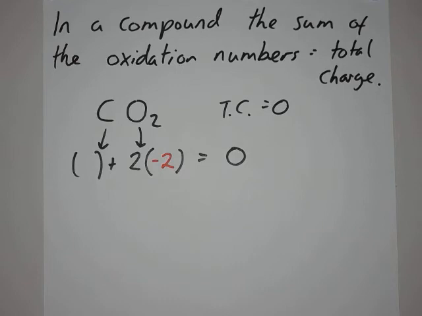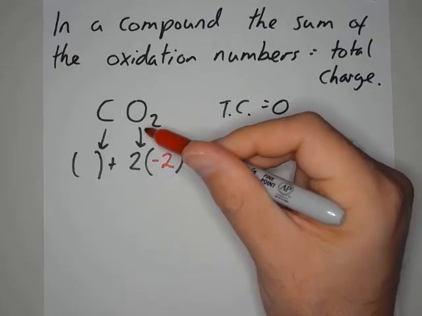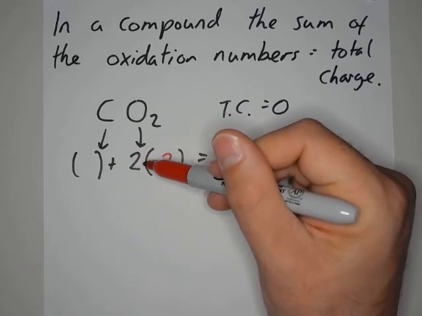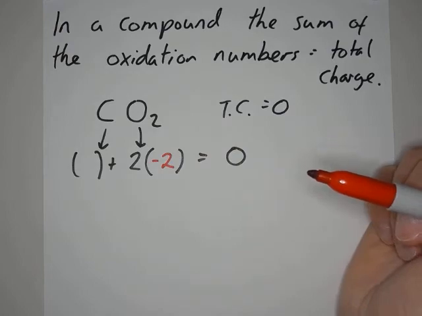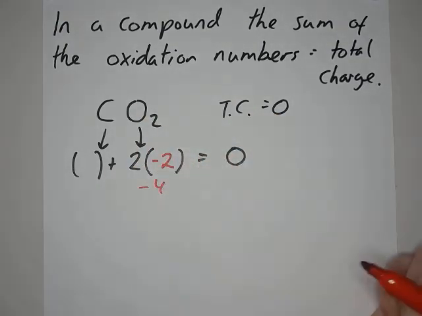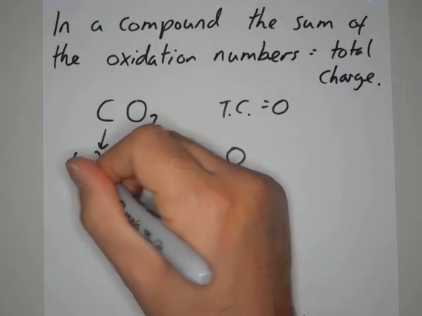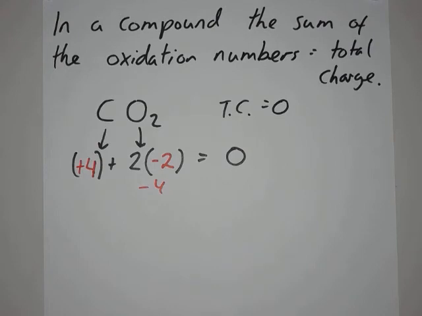Notice here I'm saying oxygen's oxidation number is -2, not -4, because there's 2 of them. That'll come to a total of -4. But each oxidation number is what each atom is individually. It's -2. So something plus a total of -4 equals 0. That means the carbon has to be +4 in this case. You see the sign's important. Let's have a look at another one.